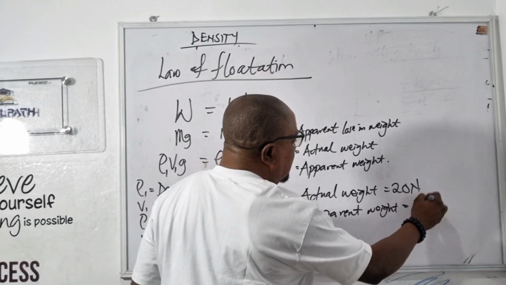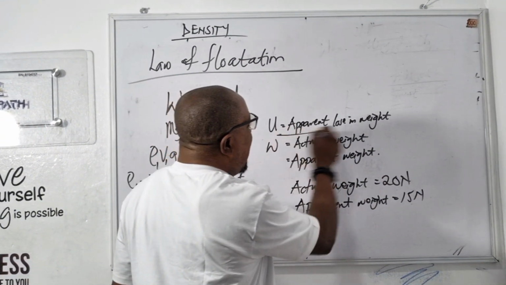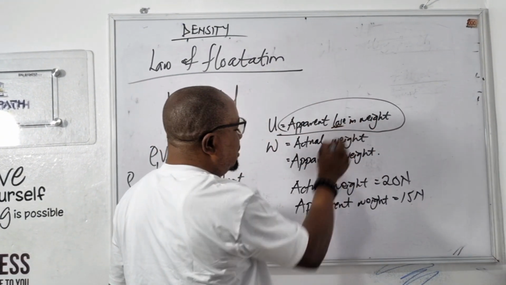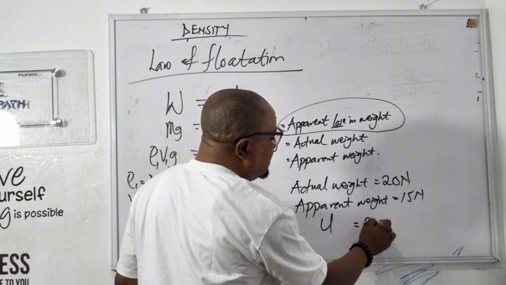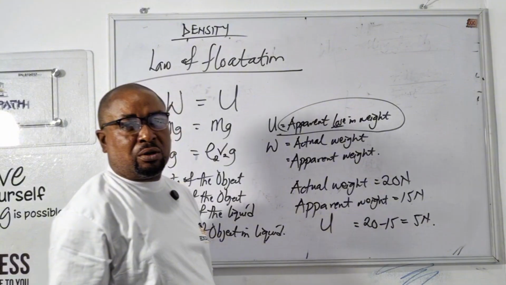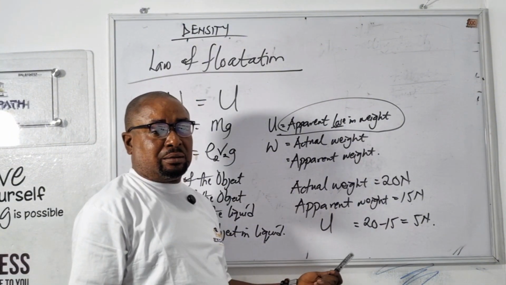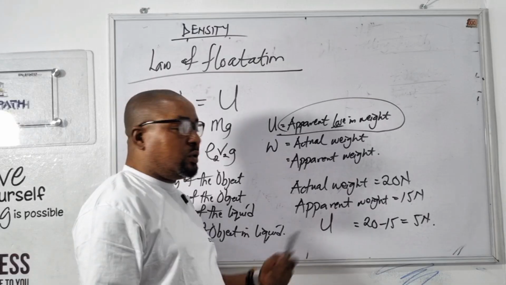Apparent weight is 15 newtons. So our upthrust, which is our apparent loss, will now be 20 minus 15, which is 5 newtons. Do you understand? That will be equal to 5 newtons.